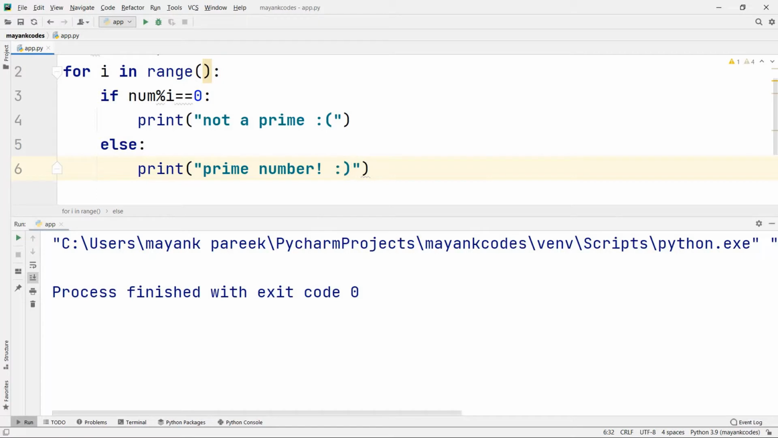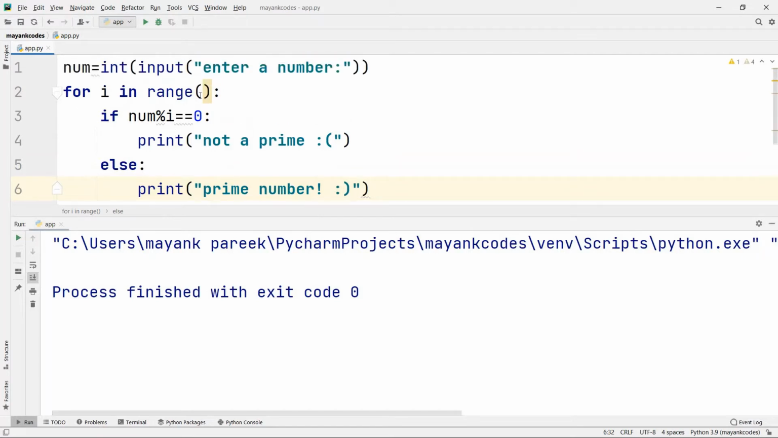Now for this code, let me define the range first. What do you think about the range? How are things going to happen? Over here, you can see that num is divided by i, and if we get 0, then we'll print this. So num is getting divided by i. What should the i be? Can you divide the num by 0? Well, the answer is no. So we are not going to start with 0.